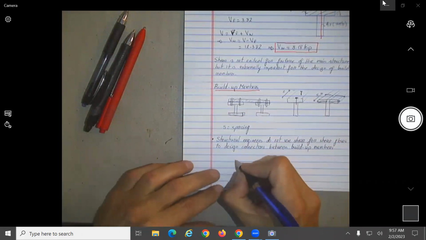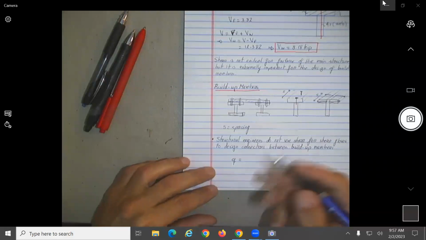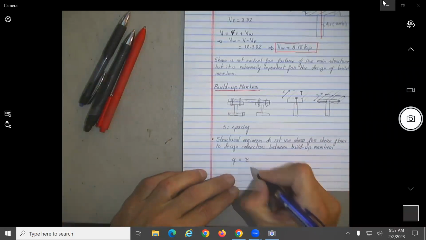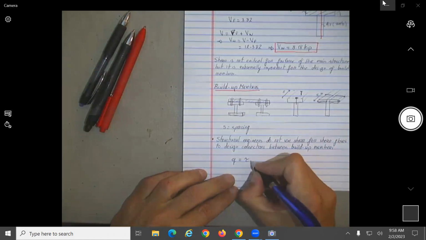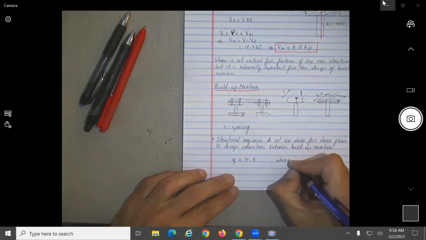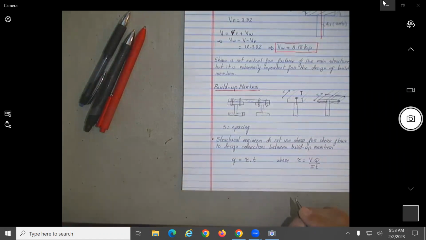So basically here, this is important. The shear flow, you will understand why now, will be equal to, let's see, the shear expression that we have times t. So let's put it here, where the expression we used for this was VQ over It, no?